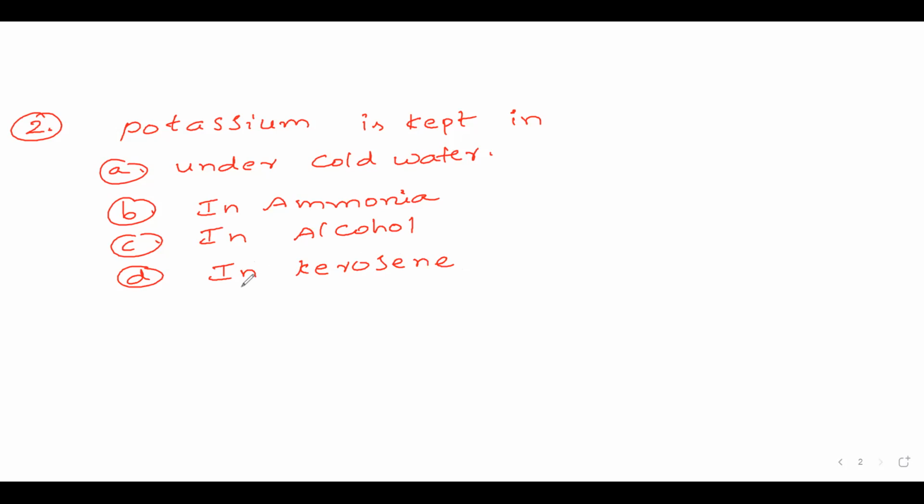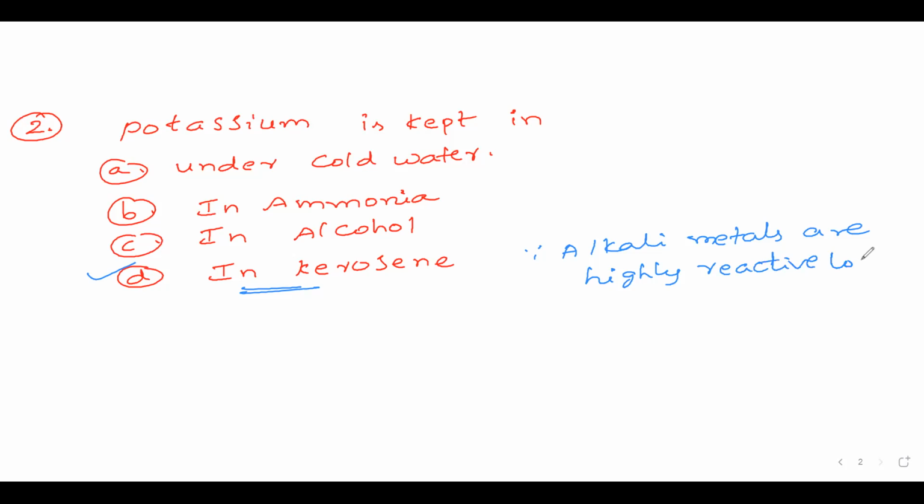So we already know it is in kerosene. Why is potassium kept in kerosene? As all alkali metals are highly reactive towards air, they are stored under kerosene. So this is the answer. Next question, question number 3.